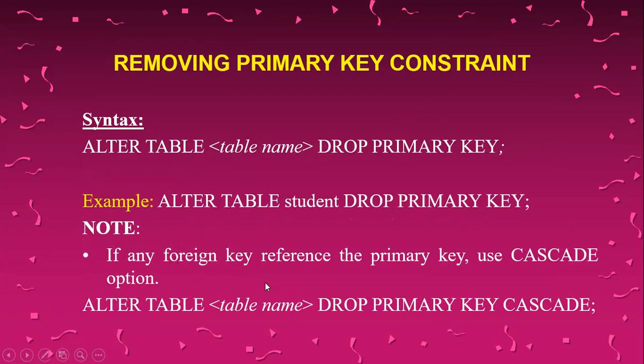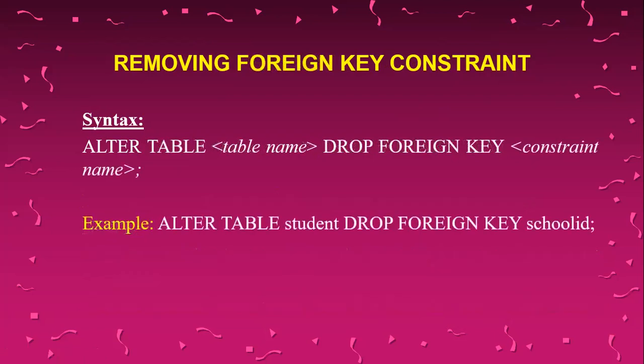If any foreign key is referencing that primary key, use the cascade option while deleting the primary key constraint: alter table, table name, drop primary key cascade. This cascade has to be given if the primary key is linked to another table with the help of a foreign key. If I want to remove the foreign key constraint, what do we have to use? Alter table, table name, drop foreign key, and here you have to specify the constraint name, that is, which column is acting as the foreign key. But for the primary key, that is not required.